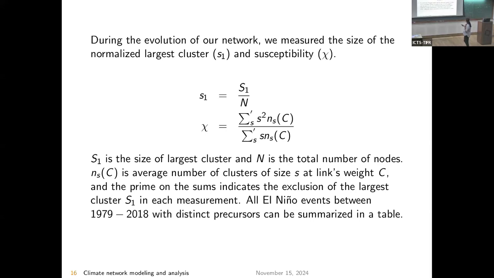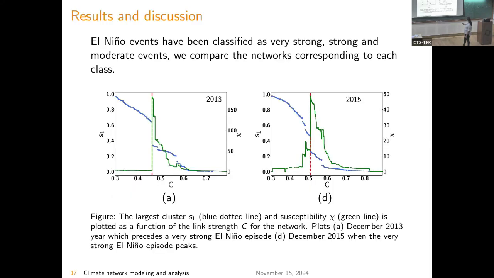Then you calculate the susceptibility. This susceptibility excludes the largest cluster. It looks at the distribution of various smaller clusters at that particular C. So this summation excludes the largest cluster, and then we calculate how many clusters there are with 2 nodes, how many clusters with 3 nodes, and we take a summation over that, and we calculate the susceptibility at each C value. Okay, and now we plot these 2 quantities with respect to the correlation strength.